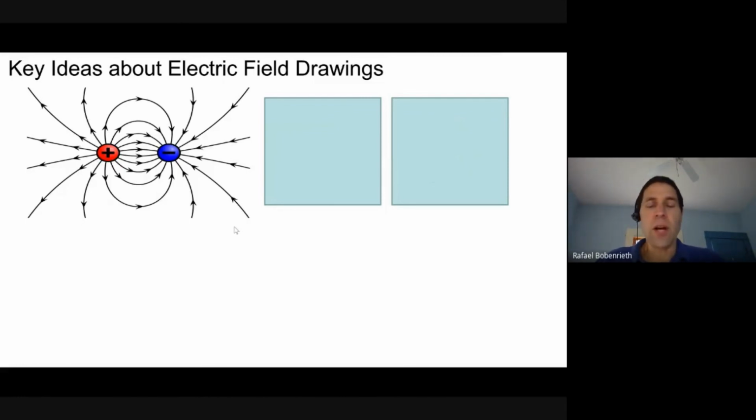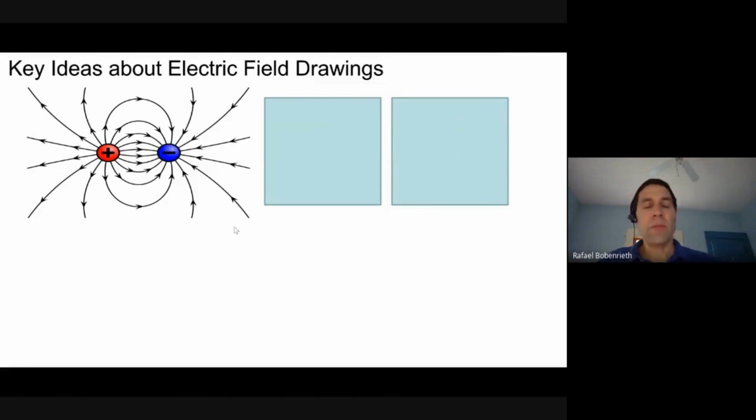On the left, this first drawing that you see is the electric field lines that surround what we call a dipole, an electric dipole. An electric dipole really simply is a positive charge and a negative charge of equal magnitude separated by a small distance. Notice, it's quite a beautiful electric field pattern that you get.